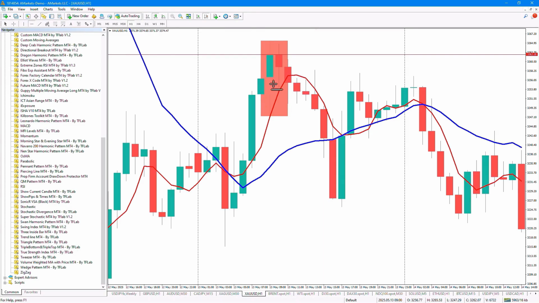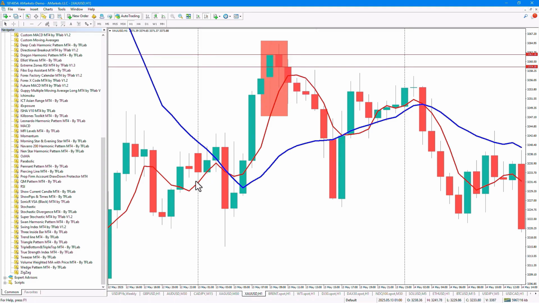If all three confirmations are present, that is, the first candlestick is bullish, the second candlestick is bearish, the second candlestick opens higher than the first, and finally, the closing of the second candlestick is below 50% of the first candlestick, then the indicator identifies the pattern.